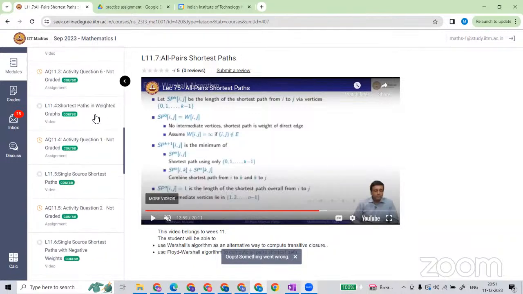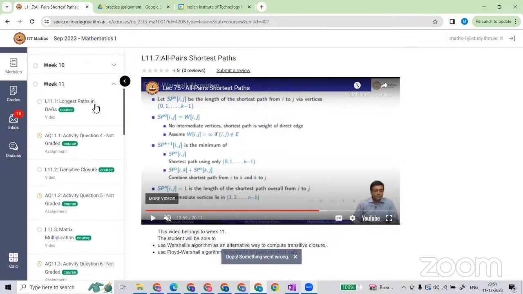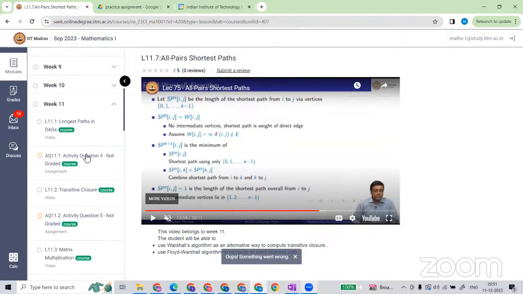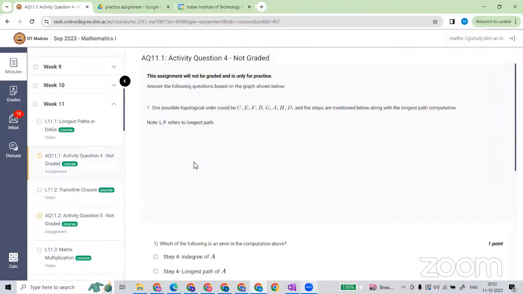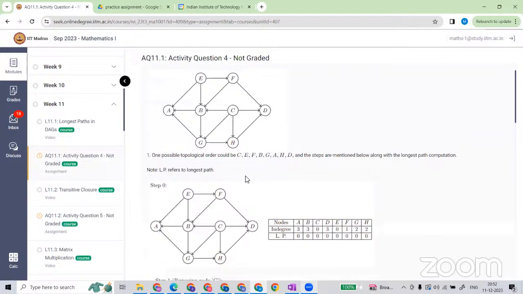So let's discuss the longest path first. Let me take an example. With an example, we will try to understand that algorithm. So again, excuse me, sir. Yes. In the previous week 7, we discussed the weighted graph, up to the weighted graph.